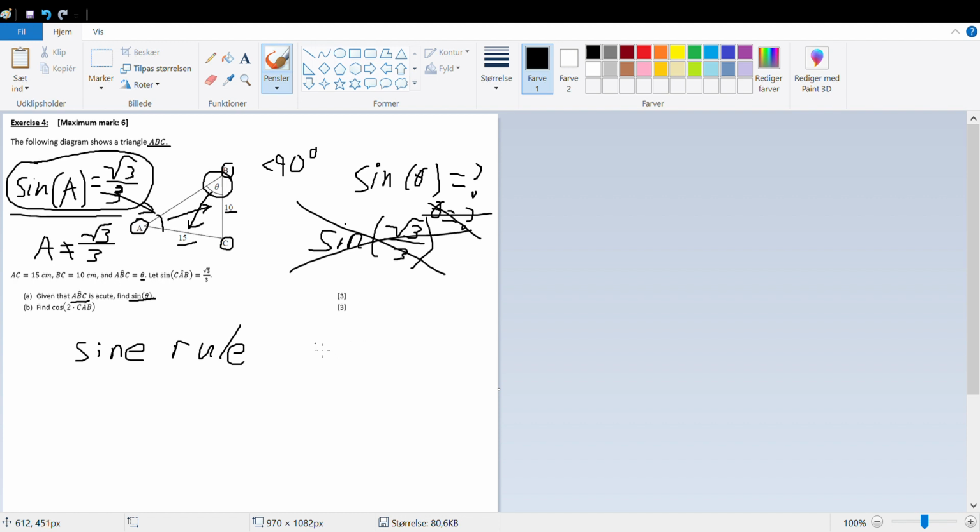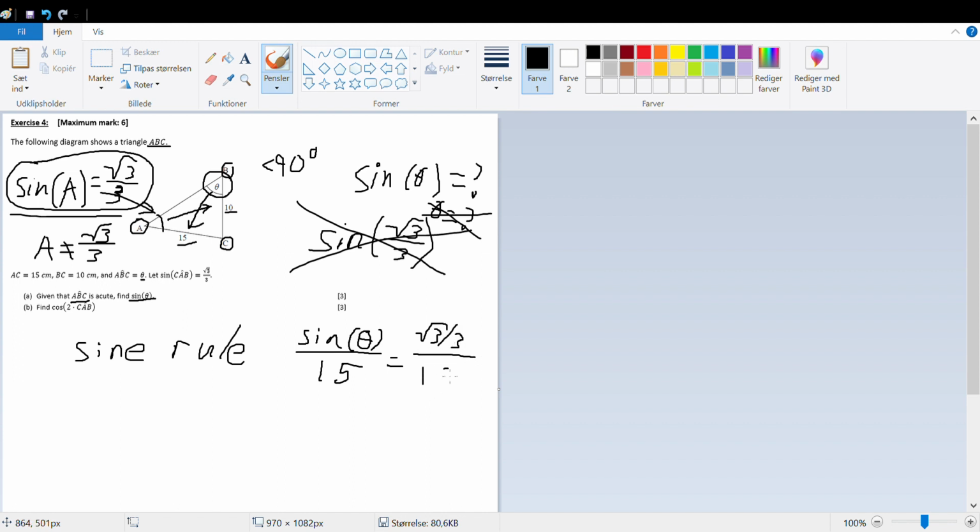Here, we're going to set that up, and I think we'll set it up with the sines on top, if you don't mind. So I'm going to write here sine of the unknown angle. We don't know what that angle is. We only know that we need to take the sine of it. Divided by 15 should be the same as the sine of the angle A, but we know that that is square root 3 over 3.